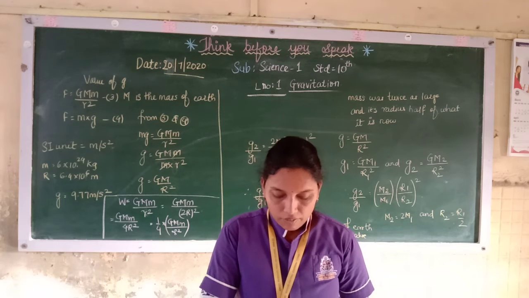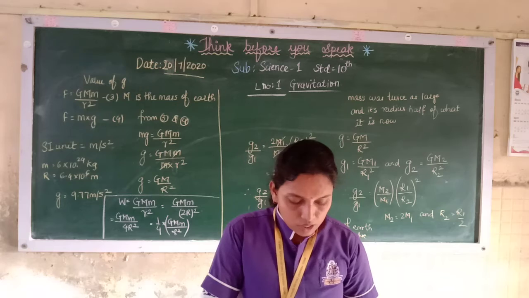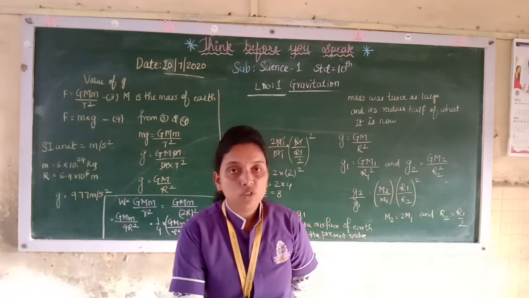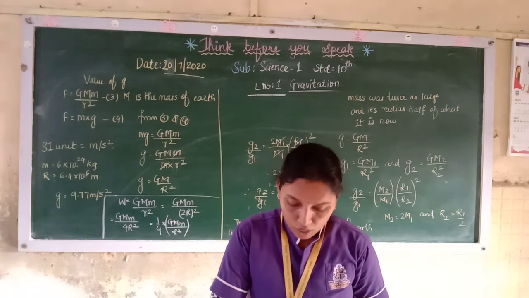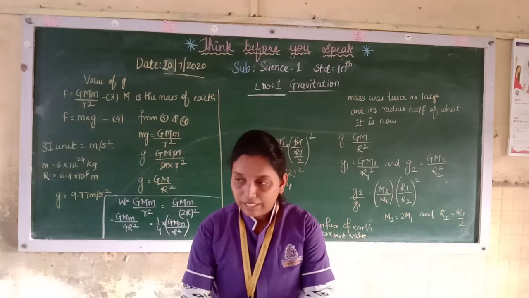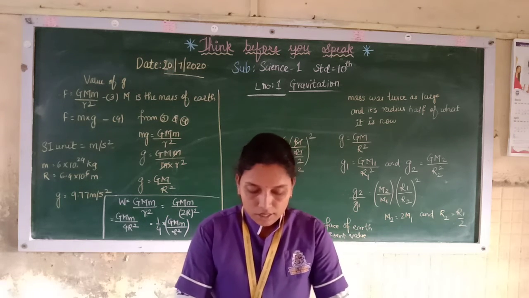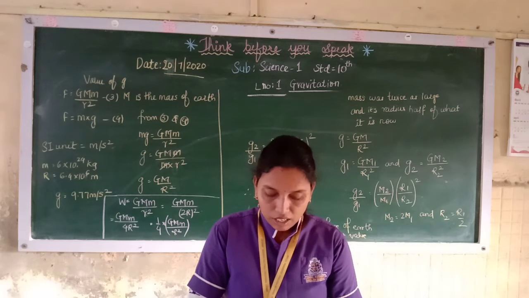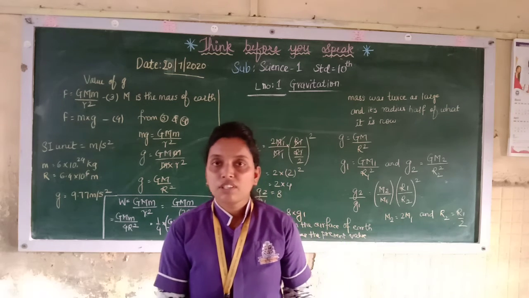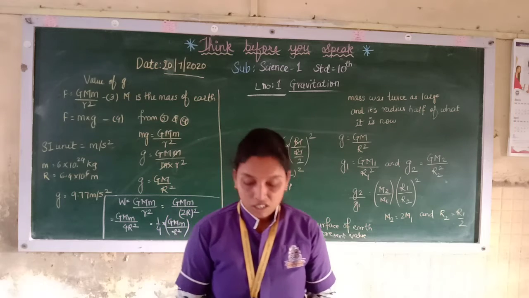Now every planet and satellite has a different mass and radius. Hence, according to equation 6, g is equal to GM upon r square, the value of g on their surfaces will be different.